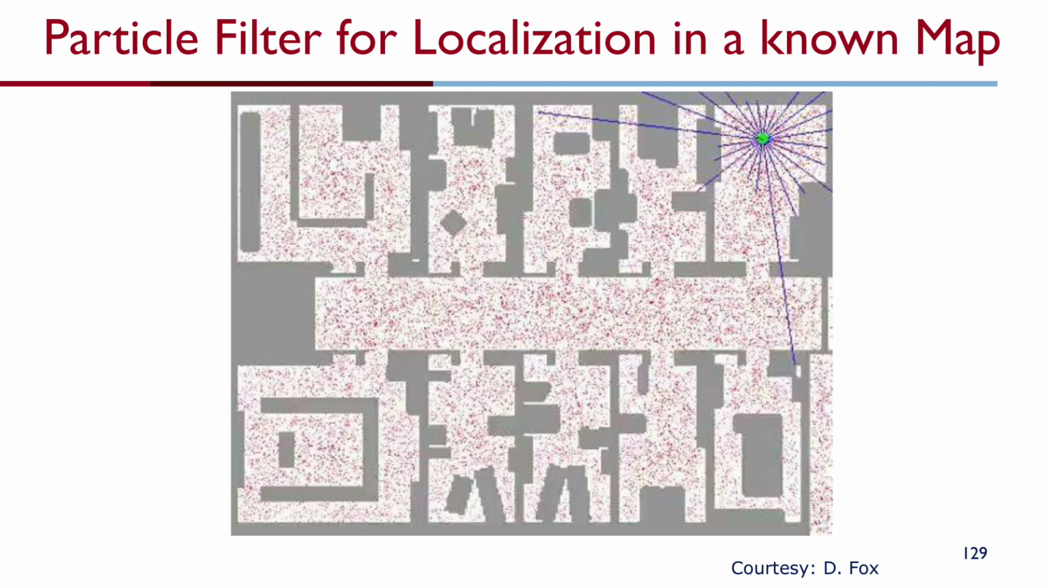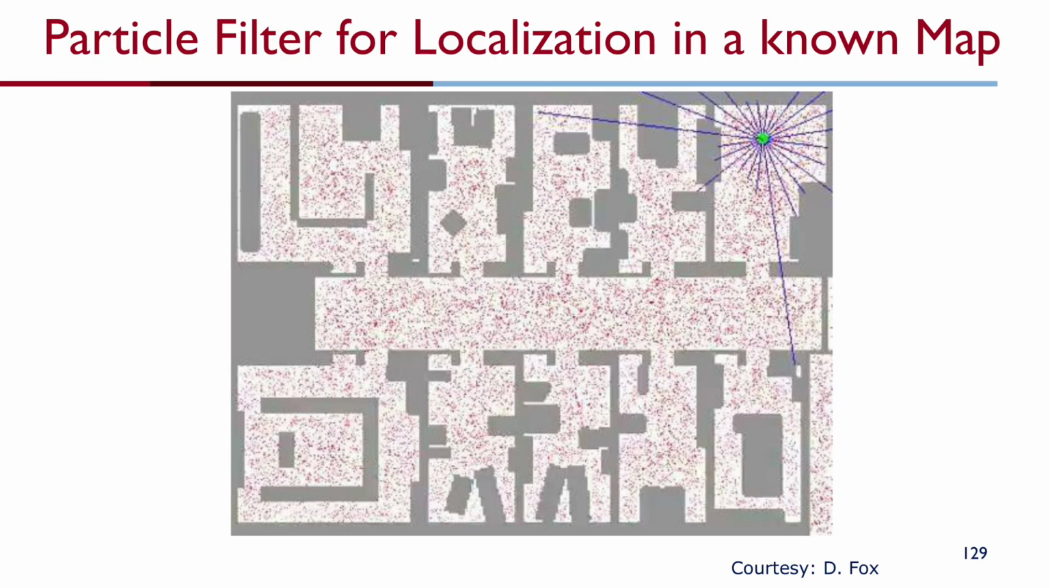Here's where something interesting happens. The corridor is symmetric. That means the robot could be in one of two positions that produce very similar measurements. As a result, the particle filter maintains two clusters, two competing hypotheses. This is a key strength of particle filtering. It can represent multimodal beliefs, meaning it can track several possible states at once.